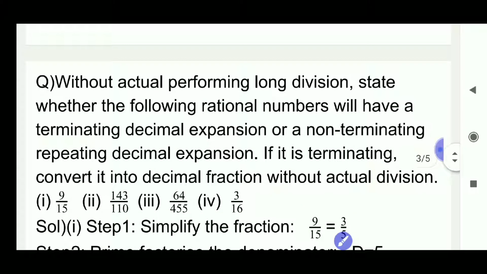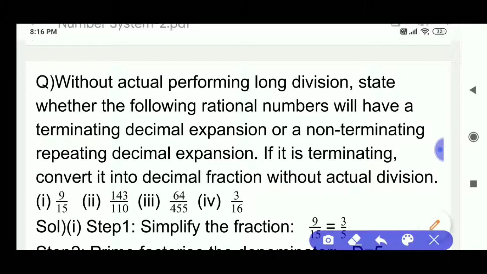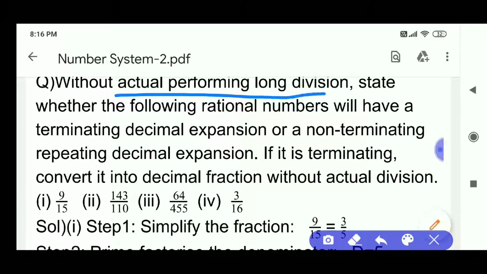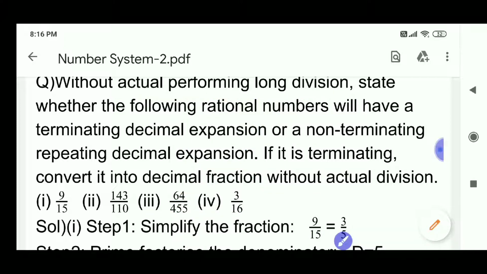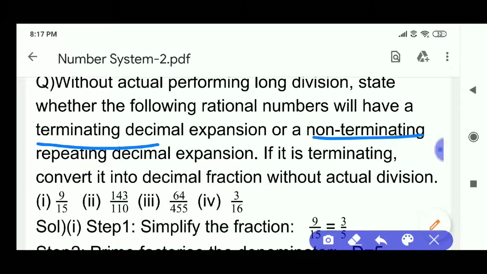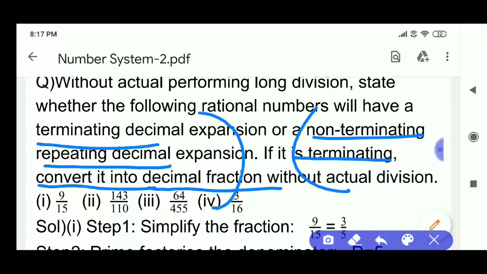Now let us solve a question without actually performing long division. That means don't do long division like this. State whether the following rational numbers will have terminating decimal or non-terminating repeating or recurring decimal. If it is terminating, then only convert it into decimal fraction without actual division.